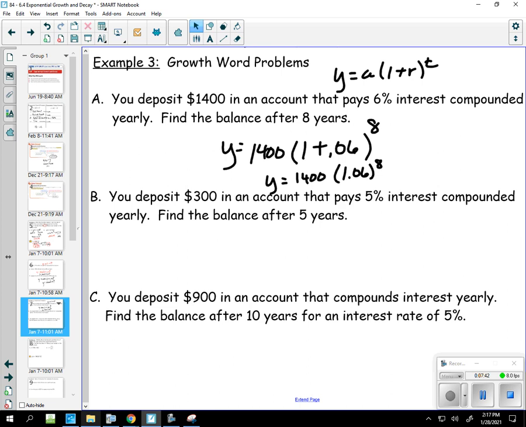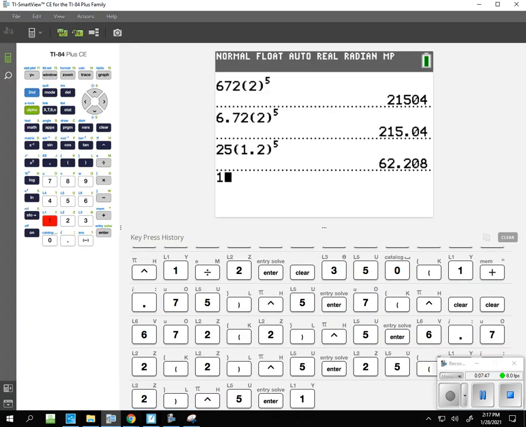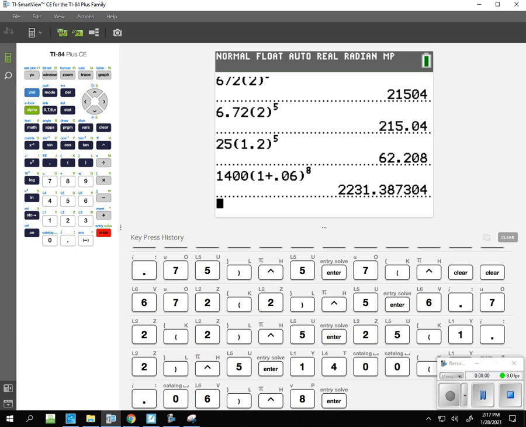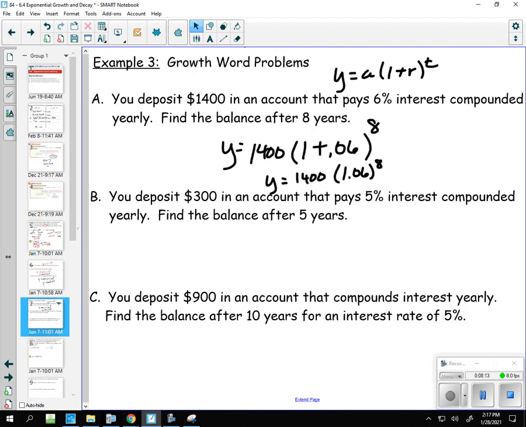So let's pull out a calculator. 1,400 times 1 plus 0.06, and as I described before, you can go ahead and add that if you want, raised to the 8th power. So on your calculator, I got 2,231.384. So I don't know if it asked me to round to the nearest tenth or not, but it's money, I believe. So $2,231.39. $2,239.31, if I remember right.